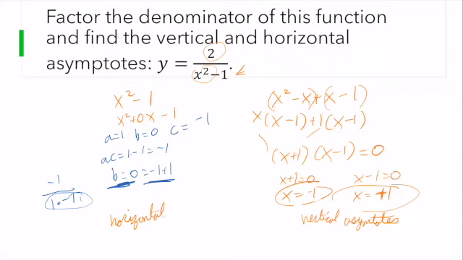Well, here the degree of my numerator is 0. The degree of my denominator is 2. 0 is less than 2. So I have a horizontal asymptote at y equals 0. Now, I am not asking you to graph this function. I am asking you solely to tell me what the vertical and horizontal asymptotes are.